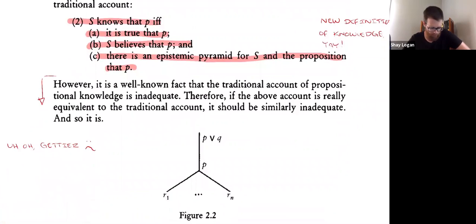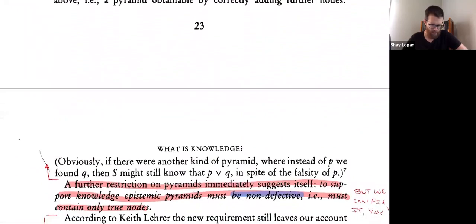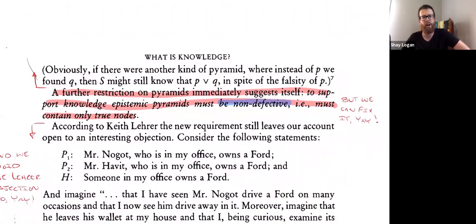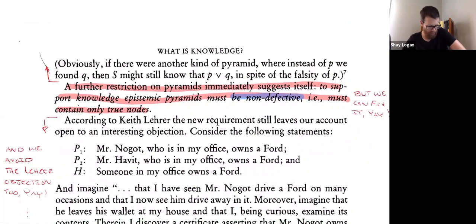And so he spends a little while pointing out that Gettier problems still linger for this account of knowledge. And that's something you're going to get to write about in your very short essays. And he immediately proposes a solution. We can fix this problem, yay. And the solution is straightforward. These pyramids have to be non-defective. And what it means to be non-defective is that every single proposition that occurs anywhere in the pyramid needs to be true.